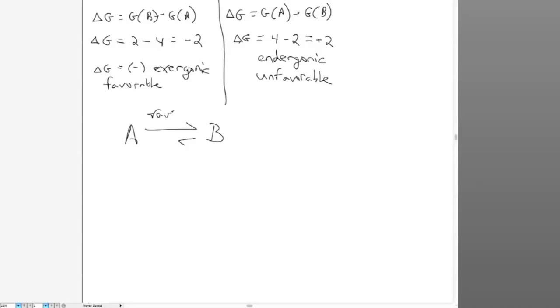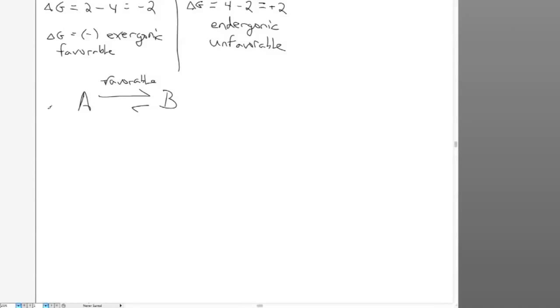And that'll tell you that this is favorable. Okay, I apologize for my handwriting again. It's terrible. So we know that our reaction from our delta G calculations is more favorable to go in the direction of A to B than the reverse.